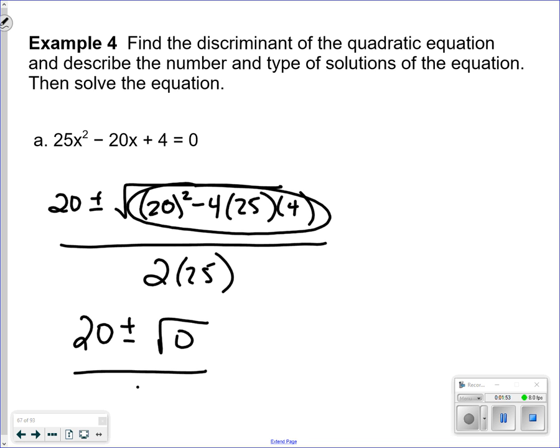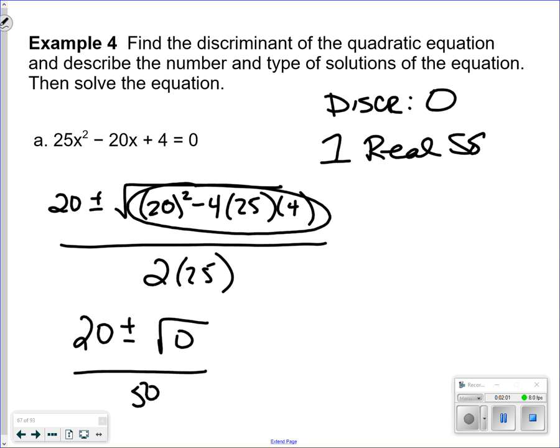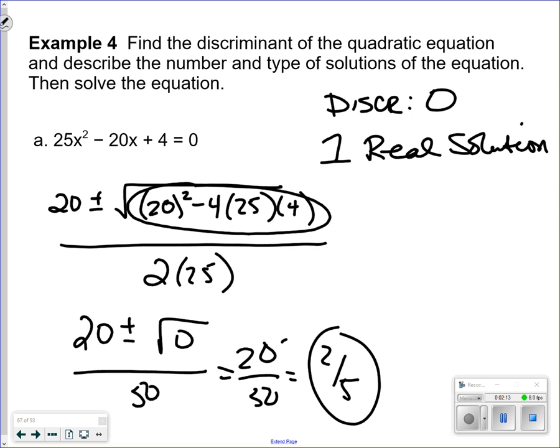So I take 20 squared minus 4 times 25 times 4. I'm going to get 0. So if you get a discriminant of 0, that means there's one real solution. Now finish solving. Well, plus and minus 0. So I end up with 20 over 50, which reduces to 2/5. If you were to graph it, you would have a situation in which the graph would touch the x-axis at 2/5, 0.